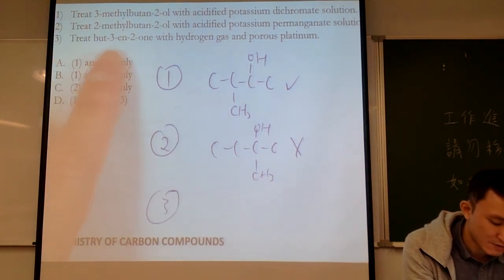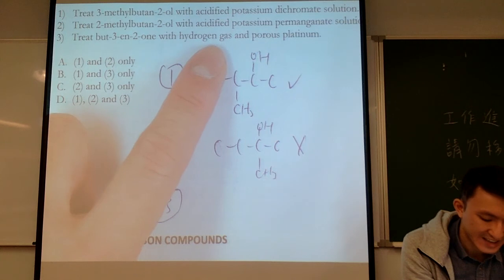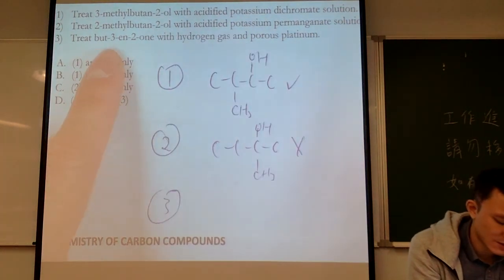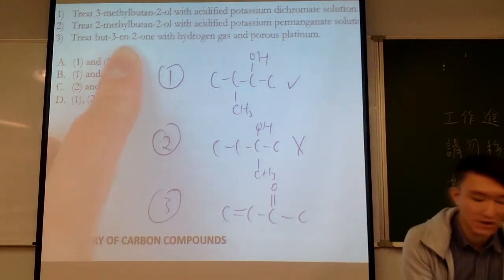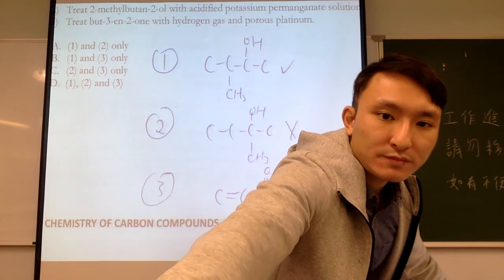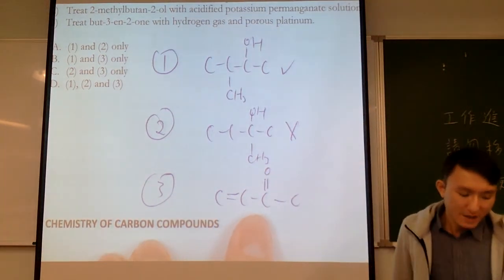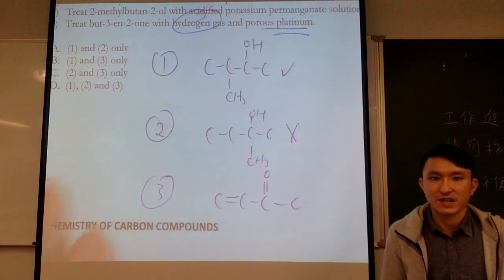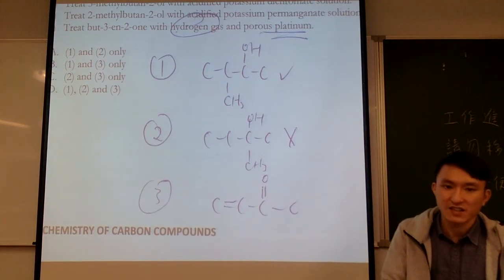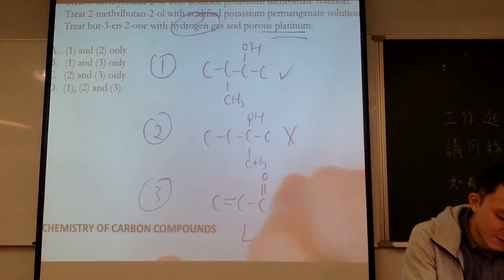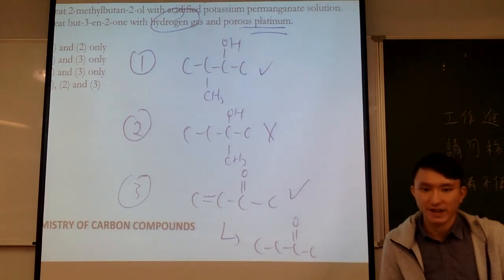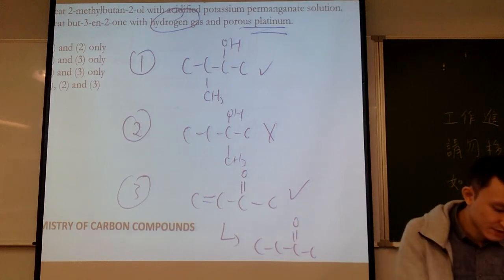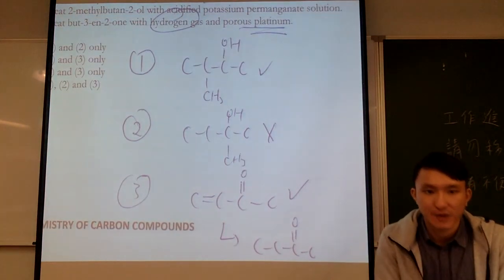We have the third compound, treated with hydrogen gas and porous platinum. Let's draw it out. It reacts with hydrogen gas with platinum catalyst. This is actually an addition reaction of the alkene C-C double bond. So this one will react to form a ketone. That's why number three is also correct. So I will choose B as the answer.